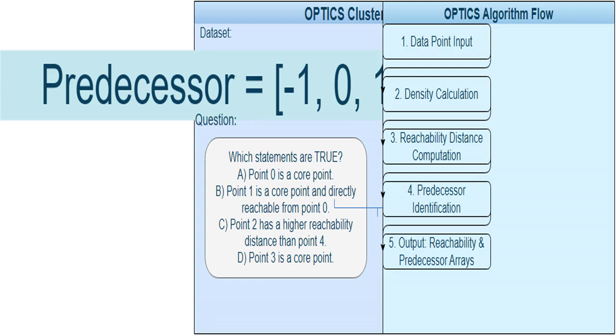This array shows the predecessor of each data point. The predecessor indicates the point from which the current point was reached during the OPTICS algorithm. A -1 means the point is the starting point of a cluster, or noise. For example, point 0's predecessor is -1, indicating that it is a starting point or a noise point. Point 1's predecessor is 0, meaning that point 0 was used to reach point 1.